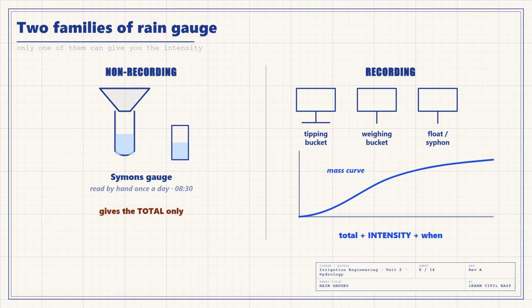Recording gauges, also called self-recording or automatic, write their own record continuously. There are three types to name: the tipping bucket, the weighing bucket, and the float or natural siphon type. Now here is the distinction the examiner is testing. A non-recording gauge tells you how much rain fell. A recording gauge tells you how much and how fast and when. Only a recording gauge gives you the intensity, and as we are about to see, intensity is what decides whether rain runs off at all.